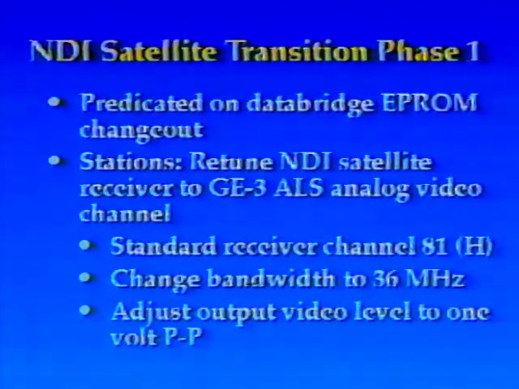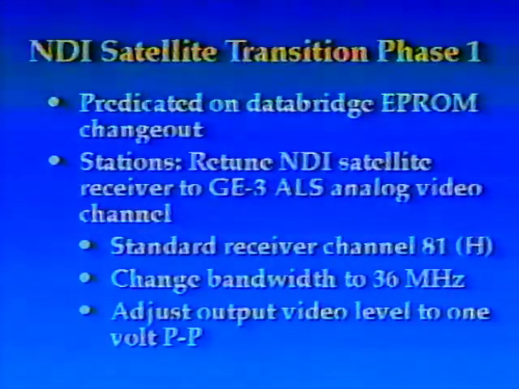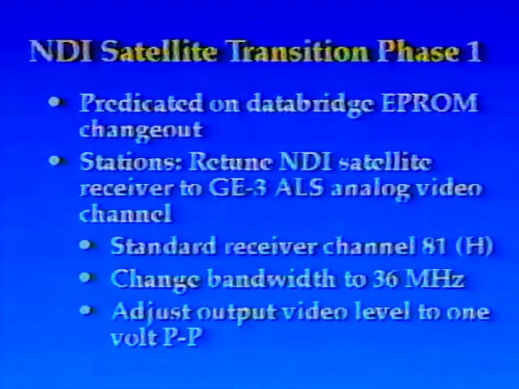Now, in phase 1, the stations will retune the Omni Standard satellite receiver to the GE3 ALS analog video channel using the parameters as mentioned earlier: receiver channel 81, horizontal polarization, changing the IF bandwidth to 36 megahertz. And since we have now gone from a half transponder back up to a full transponder, that output video level will need to be readjusted to 1 volt peak to peak.